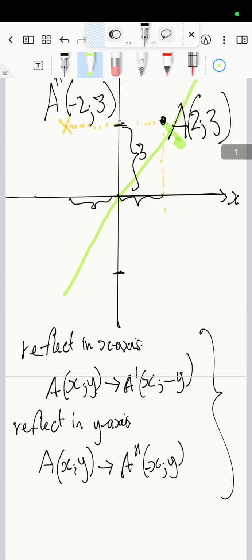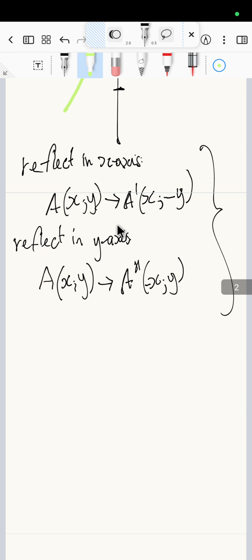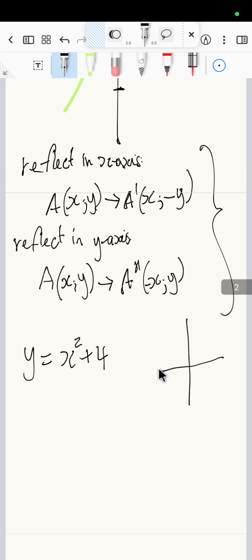Okay, so how is that going to help me? That's going to help me if I have something like this. So let's get our pen again. Let's say you have a function, some random graph. Let's call it y equals x squared plus 4. Okay, so that's a parabola. How does that parabola look? Just a rough sketch. It's a happy face that went up 4 units.